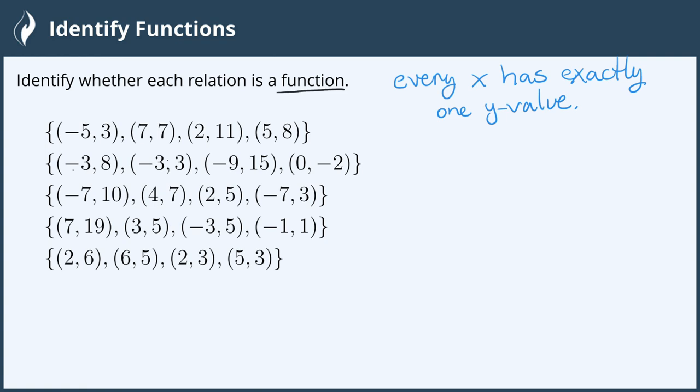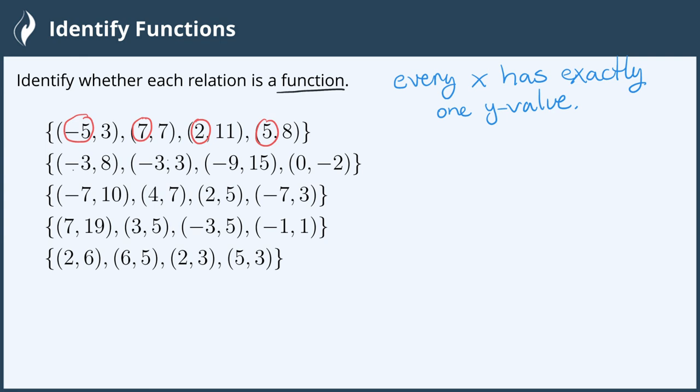So in looking through our list of ordered pairs, the first thing we want to do is see if we have a duplicate x value. If it gives us the same y value, then it will be a function. If it has a different one, then it will show us that the x value does not have exactly one y value. So I'm going to go through and circle all of the x values and just look to see if any of them are duplicated.